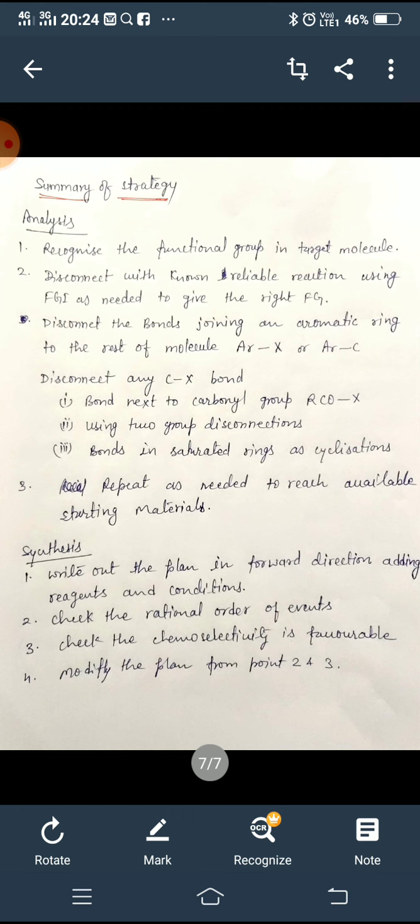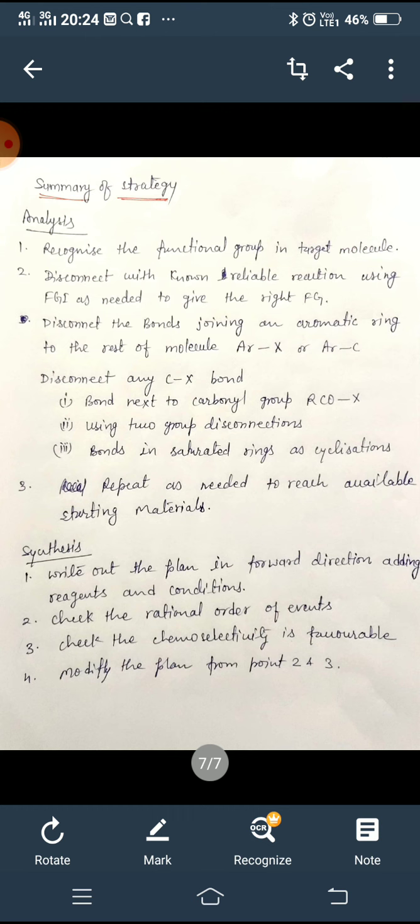First of all, we disconnect the bond joining an aromatic ring to the rest of the molecule, benzene ring Ar-X or Ar-C. Disconnect any C-X bond, especially a bond next to a carbonyl group, R-CO-X, using two-group disconnection, and bonds in saturated rings, as cyclization is the best thing. And third, repeat as needed to reach the available starting material.